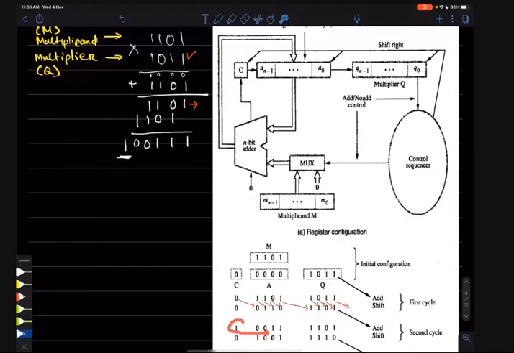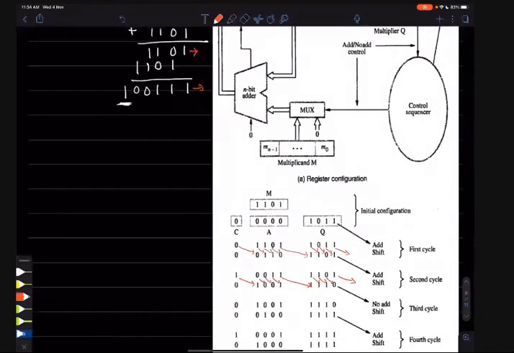Now this is the result. So obviously, what is the next step? Next step is shift. Shift this result to the right side. So what will happen if we shift the result to the right side? This 1 will be here, 0 will be here, 0 will be here, 1 will be here, 1 will be here, this 1 will go here, 0 will go here, and this 1 will be out from the system.